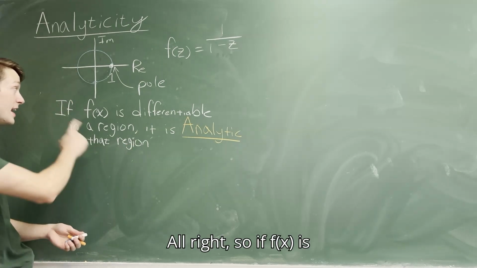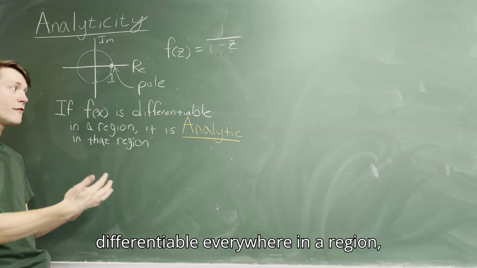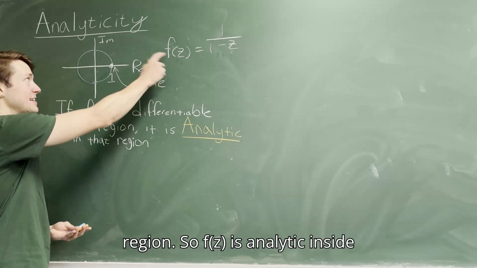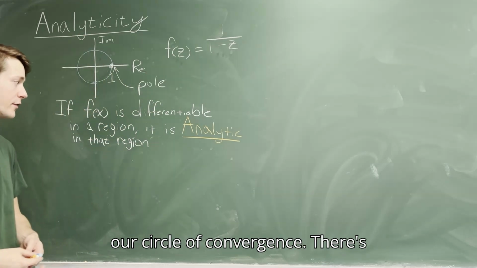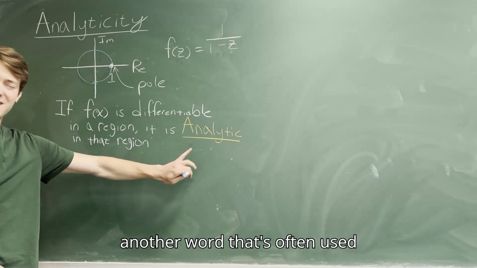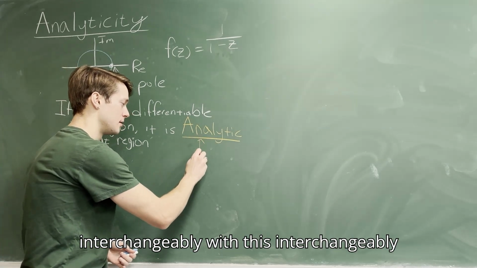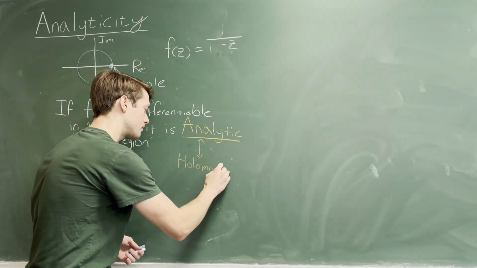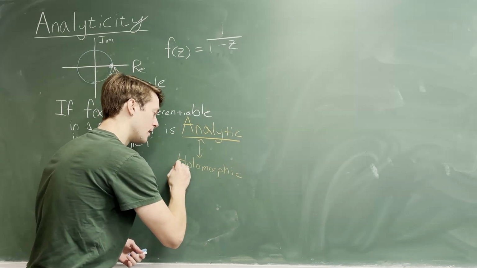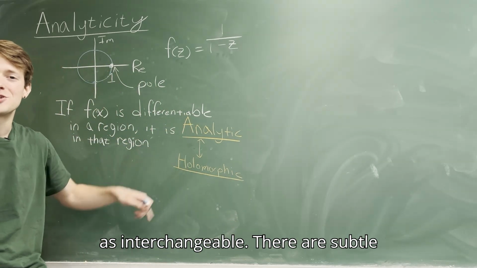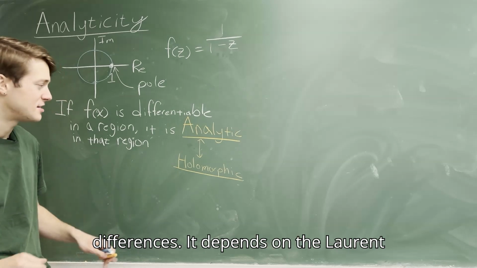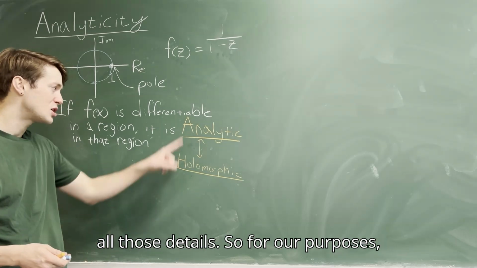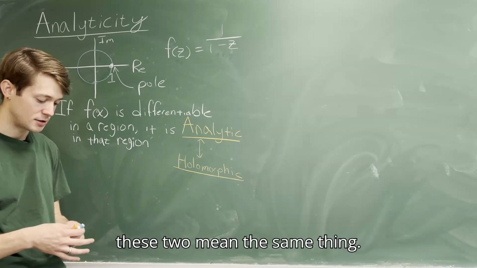All right, so if f of x is differentiable everywhere in a region, then it is analytic in that region. So f of z is analytic inside our circle of convergence. There's another word that's often used interchangeably with analytic, and that would be the word holomorphic. For our purposes, we're going to treat these as interchangeable. There are subtle differences. It depends on the Laurent expansion, but we're not going to get into all those details. So for our purposes, these two mean the same thing.